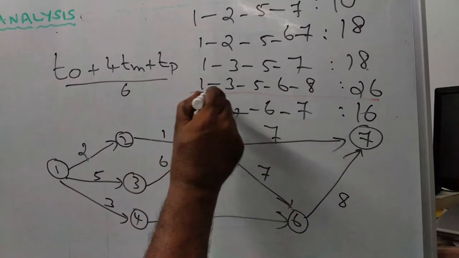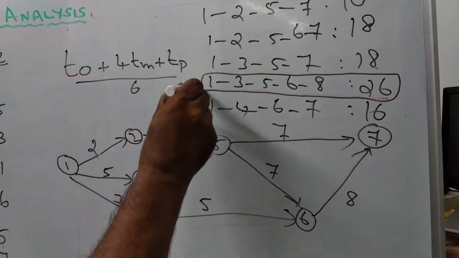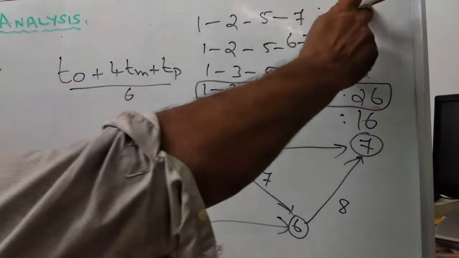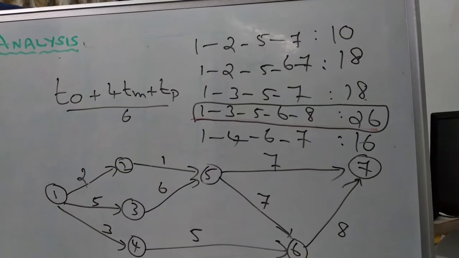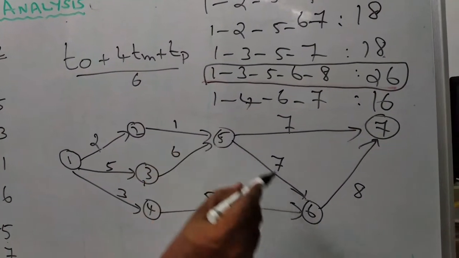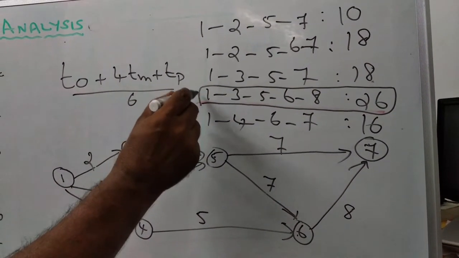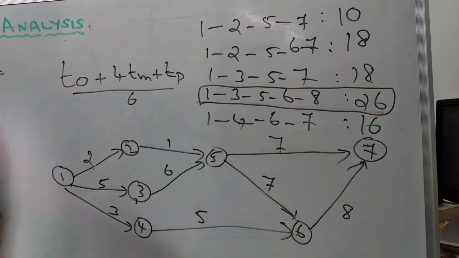That is the minimum time required for completion of the project, the largest among the different values. That is 1 to 3, 3 to 5, 5 to 6, 6 to 7, which determines the critical path.